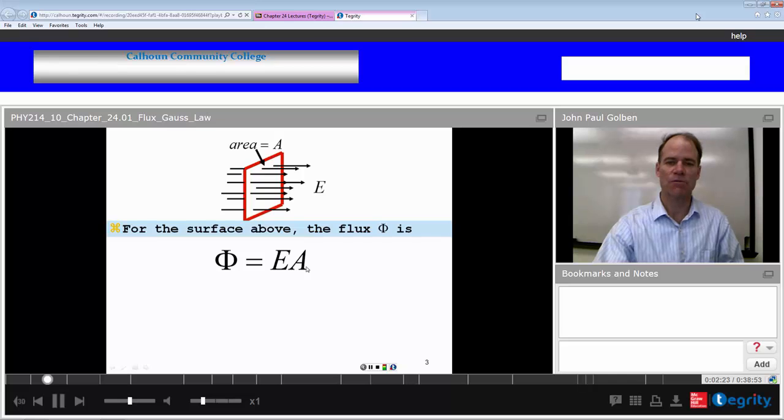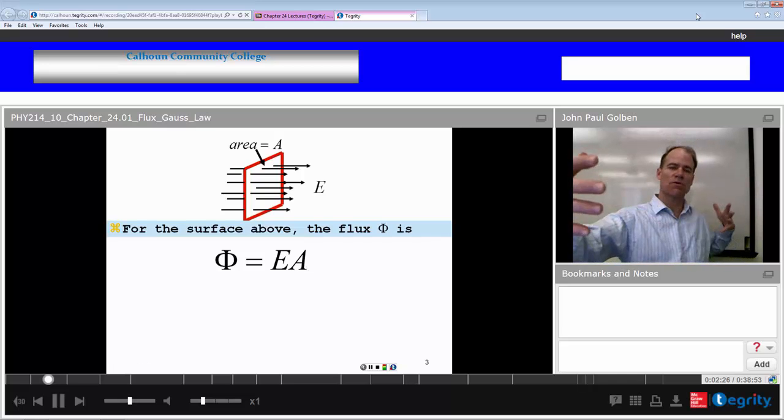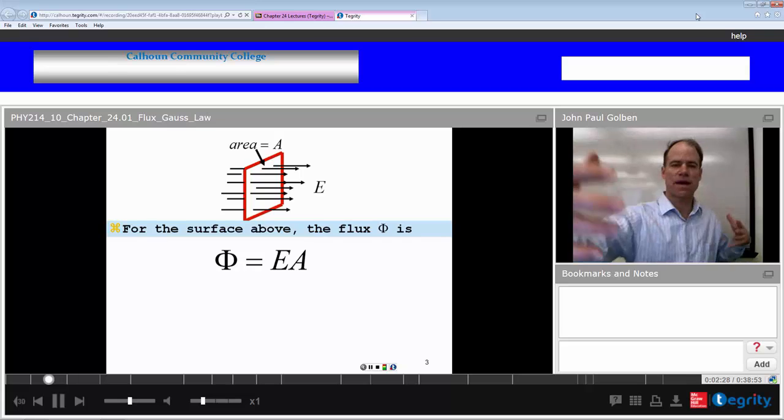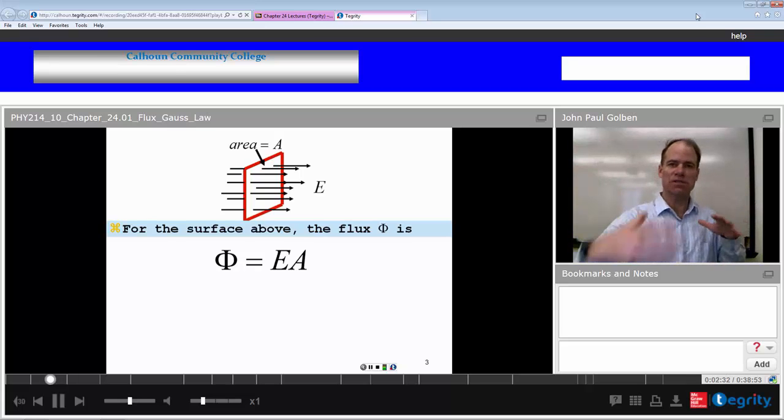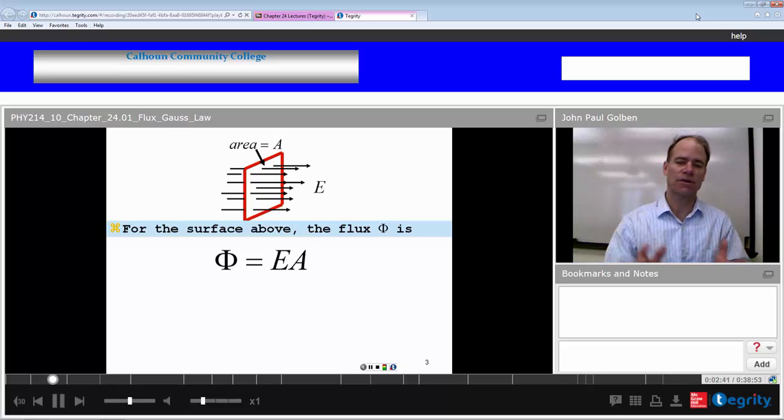Same thing with A. We're presuming that we have this field all the way through some expanse, and if I were to increase my area, I would encompass more of these field lines, hence I'd have more flux lines, and the flux would increase in that way as well. So if I increase either the field or the area, I'm going to get more of this flow of the field, more flux lines going through that area.